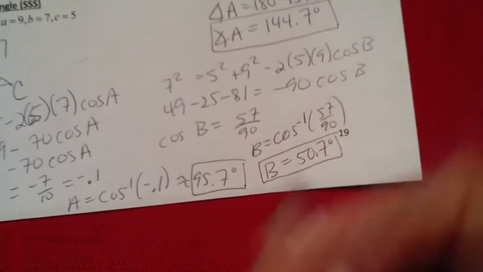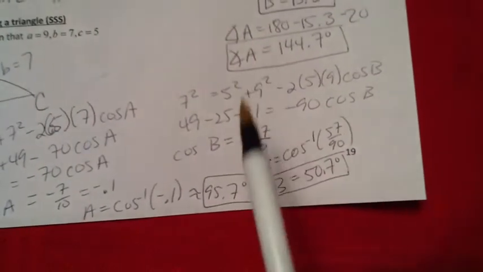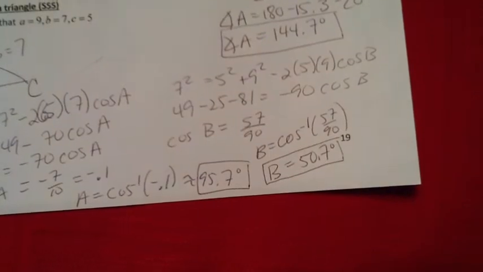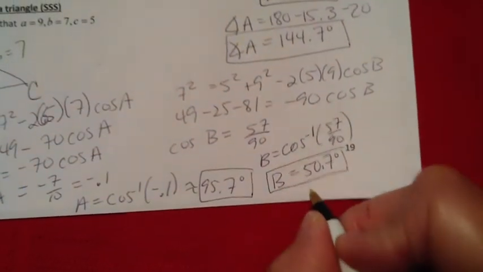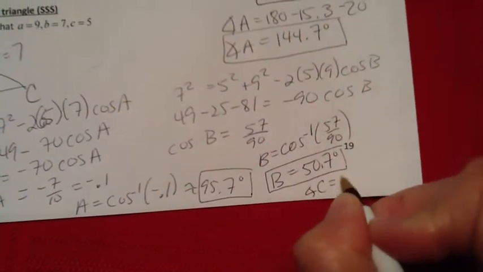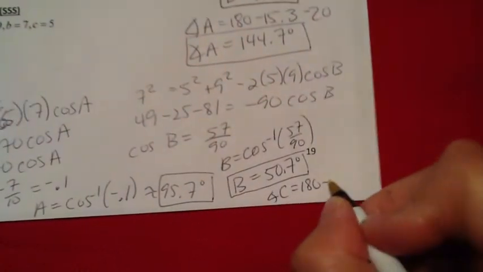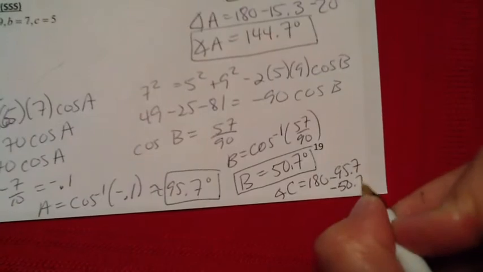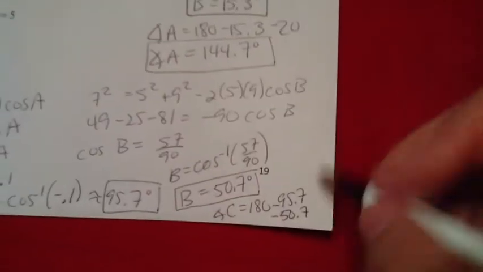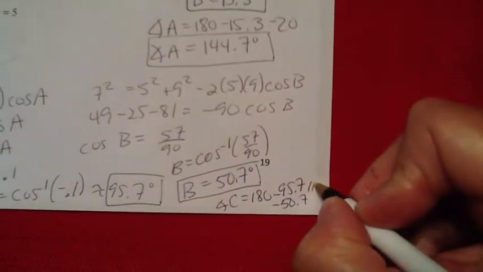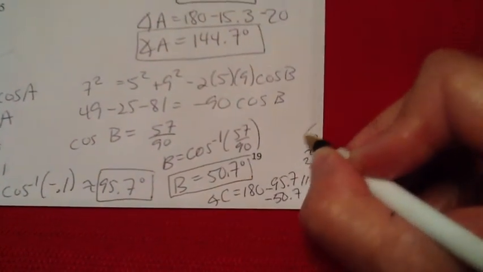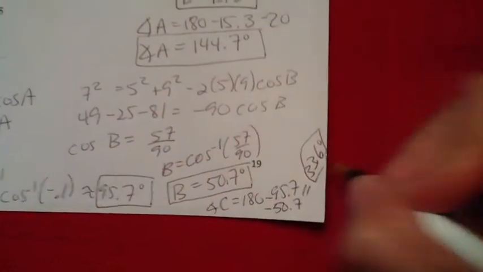They were given 3 sides, and I just now found 2 of the angles. How do you think we're going to find angle C? Angle C is just going to be 180 minus 95.7 minus 50.7, and I ran out of space. Angle C is 33.6. And I have solved this triangle.